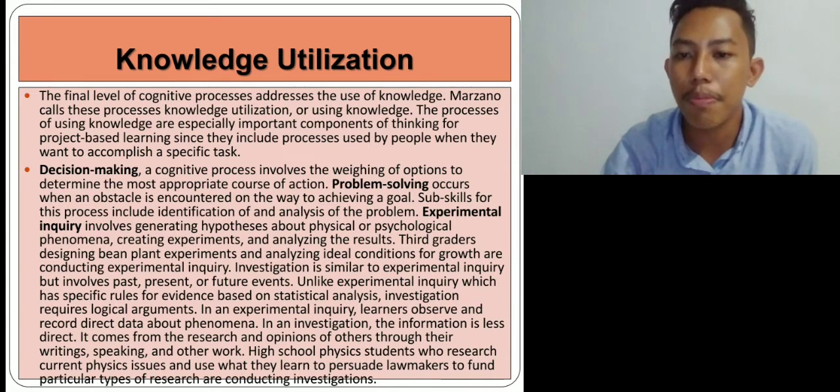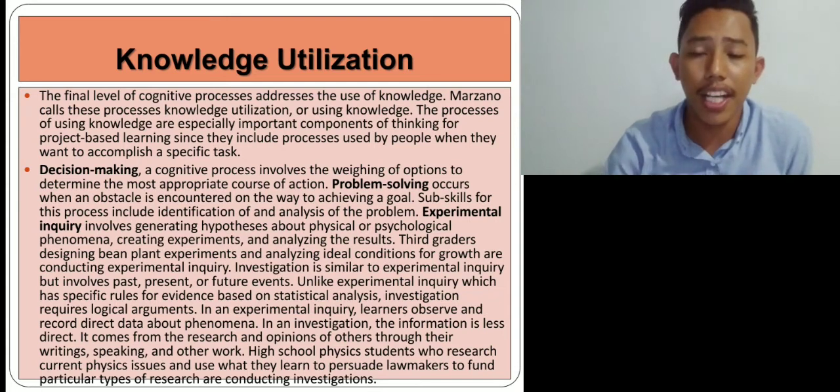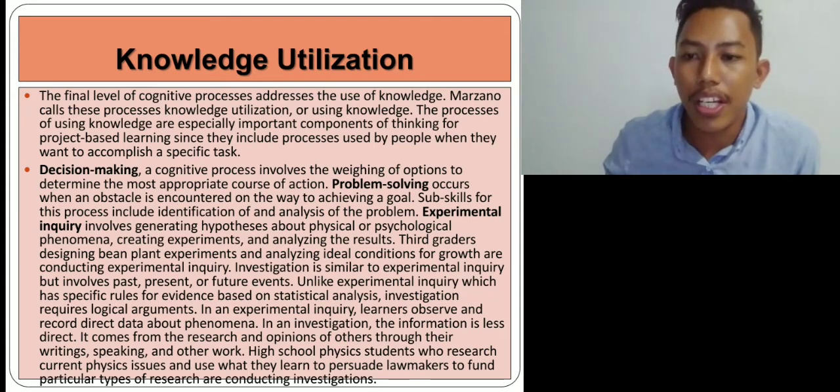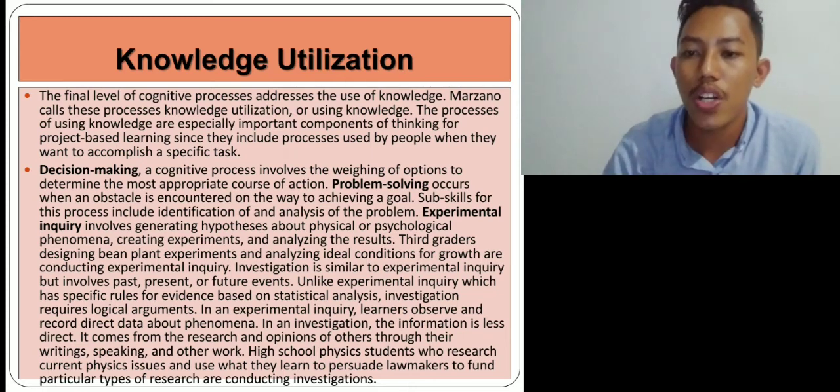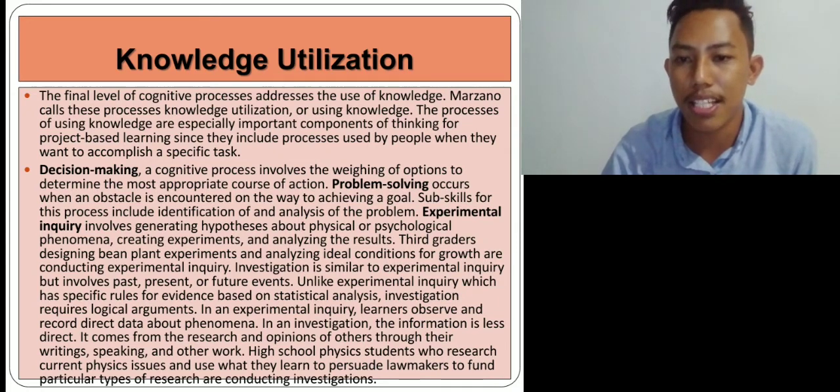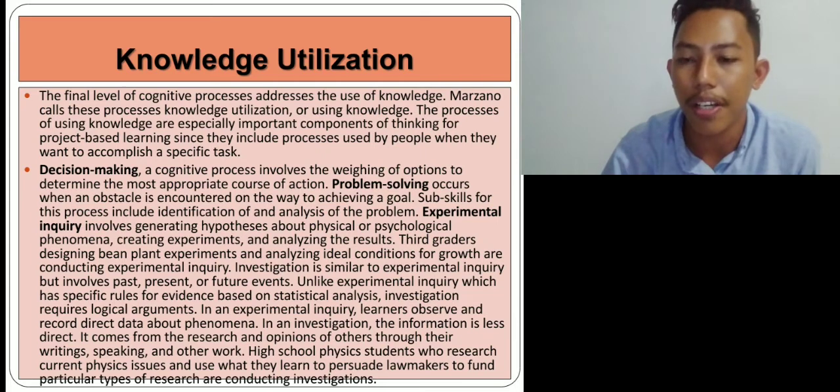Sub skills for this process include identification and analysis of the problem. Next, experimental inquiry involves generating hypotheses about physical or psychological phenomena, creating experiments, and analyzing the results. Third graders designing bean plant experiments and analyzing ideal conditions for growth are conducting experimental inquiry.